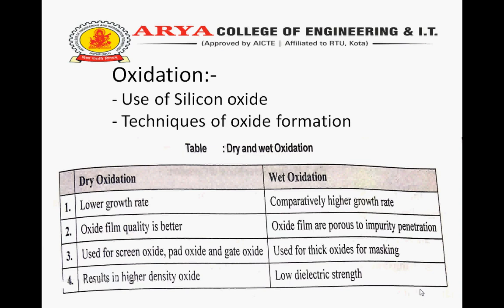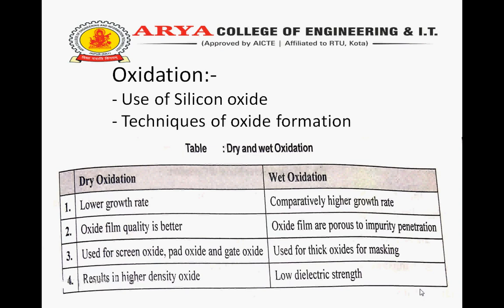Use of silicon dioxide. Silicon dioxide has several uses. First is to serve as a mask against implant or diffusion of dopant into silicon. Second is to provide surface passivation. Third is to isolate one device from another, dielectric isolation as opposed to junction isolation. Fourth is to provide electrical isolation of multi-level metallization system.